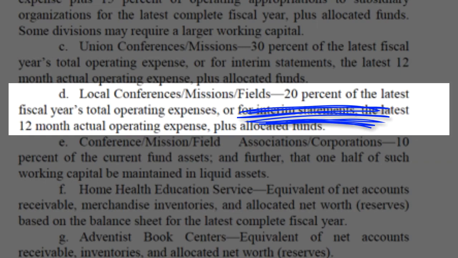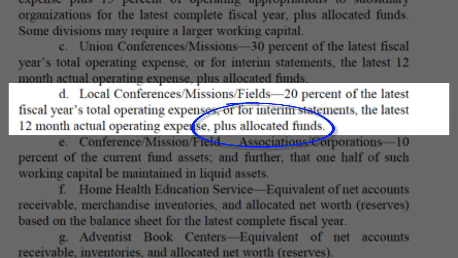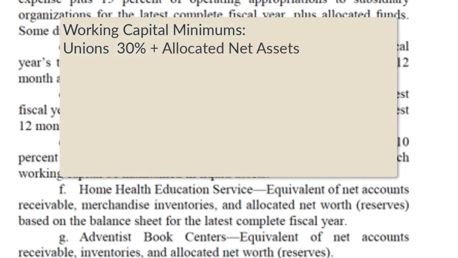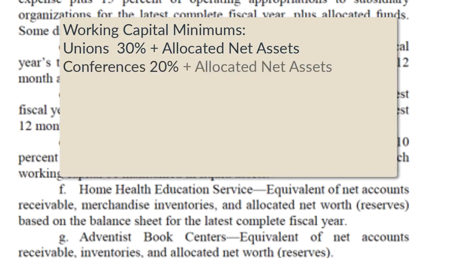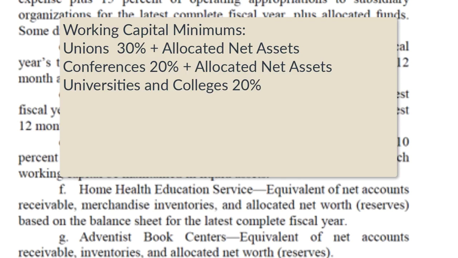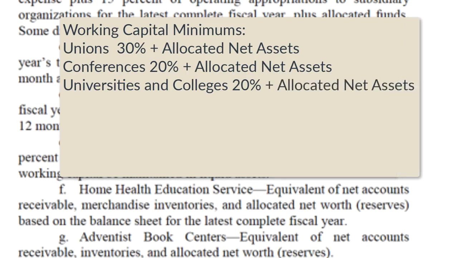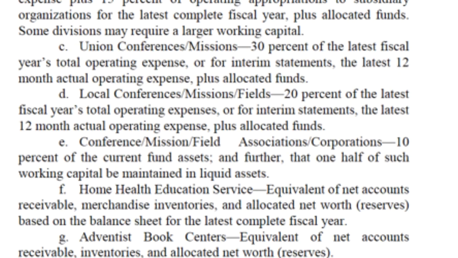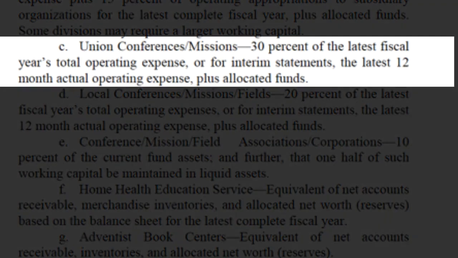Conferences keep 20% plus its allocated funds. And so let's just go through this. We have unions, 30% plus allocated, conferences, 20% plus allocated, and then university colleges and junior colleges, 20% plus allocated. Academies, 15% plus allocated. Oh, excuse me, there's no allocated in the academy. All right. So you get the idea. Now that we know the jargon, let's go back to the union and use that as our class example. The union is 30% plus its allocated.